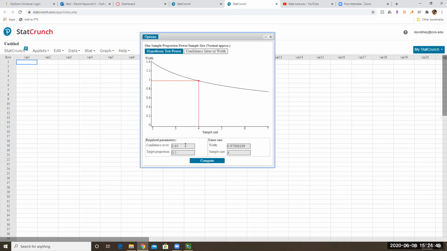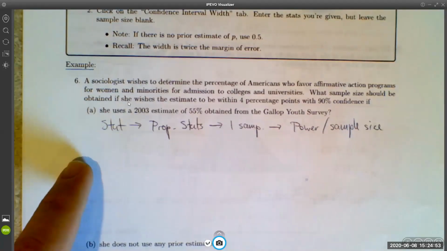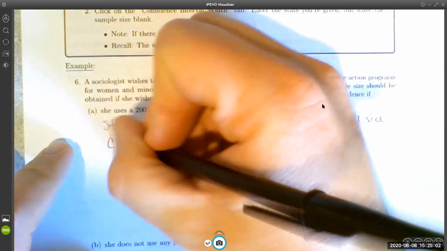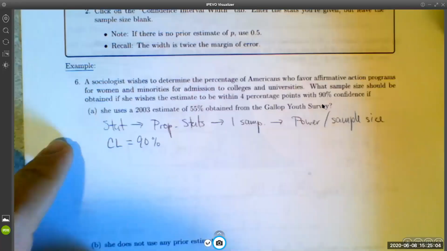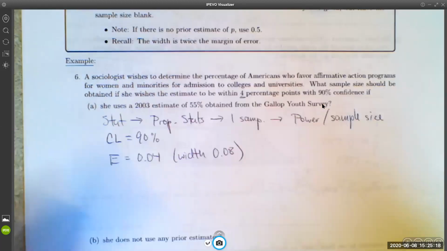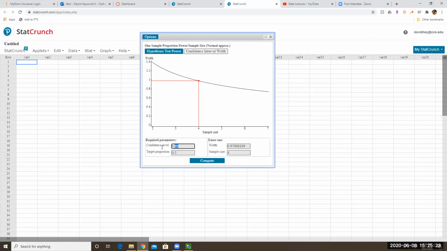For example, when it says confidence level, if you read through the problem, it's asking what sample size should be obtained if she wishes the estimate to be within 4 percentage points with 90% confidence, right? So the confidence level is 90%. She wants to be within 4 percentage points. That's your margin of error, right? Margin of error is 0.04, which means that your width is 0.08. It's twice your margin of error.